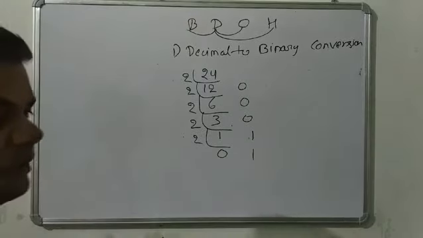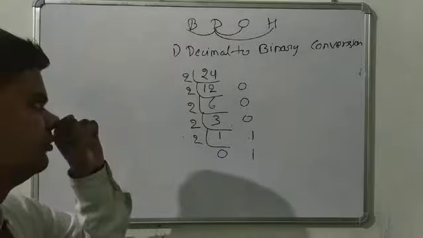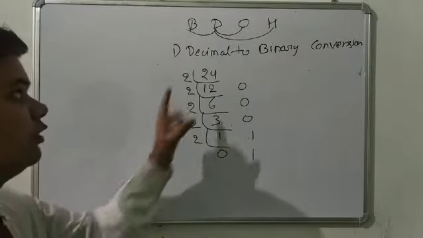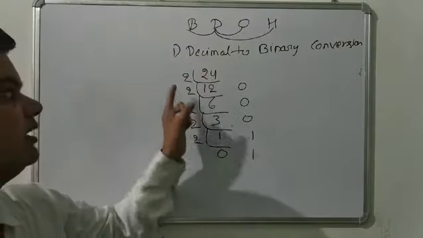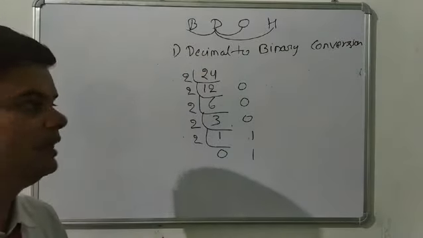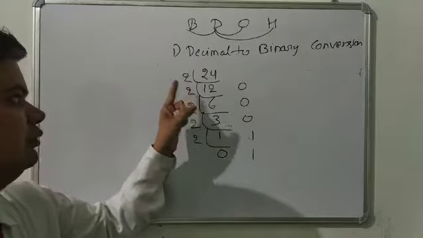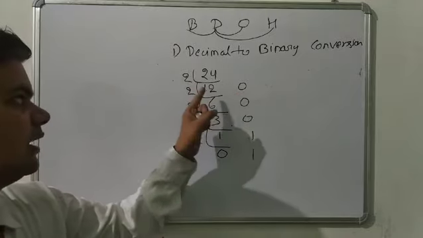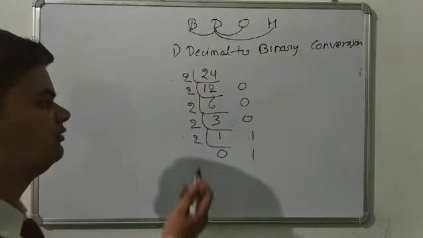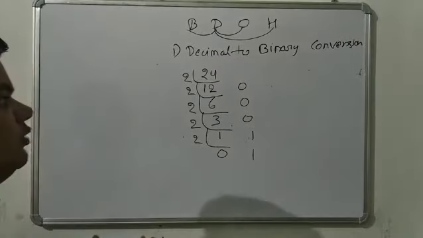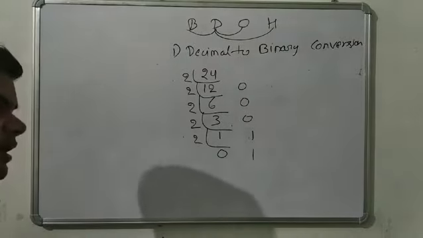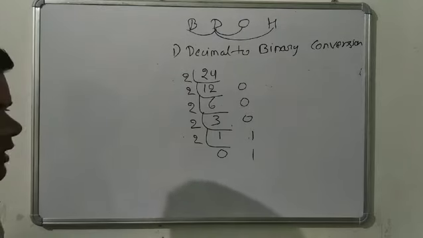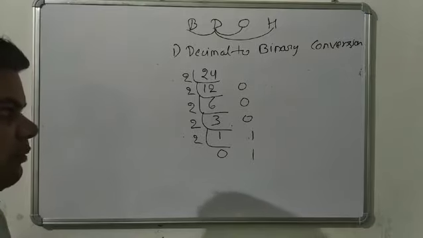So this is the simple division method. We divide 24 by 2. Why? Because we have to convert a decimal number to binary. 24 is the decimal number and 2 is the binary base. So 24 divided by 2 is 12, remainder 0. Again 12 divided by 2 gives 6, remainder 0. Then 6 divided by 2 gives 3, remainder 0. 3 divided by 2 gives 1, remainder 1. 1 divided by 2 gives quotient 0 and remainder 1.